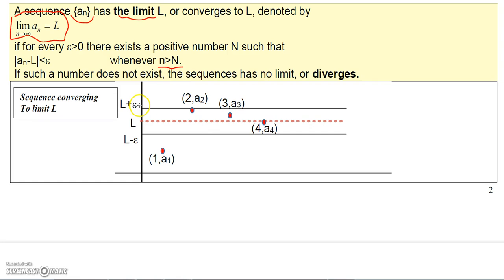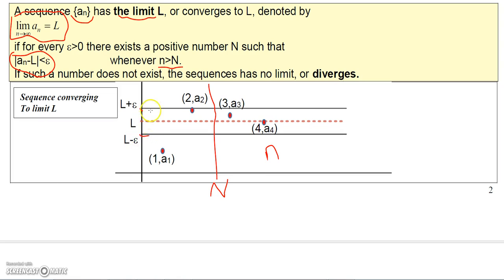So I just wanted to draw you a picture here. Basically, what this statement really says is that there's some number out here somewhere, call it N, such that once you get terms farther to the right than that number, all of the terms will fall within the L plus epsilon and the L minus epsilon band.